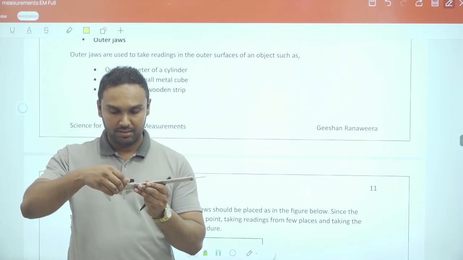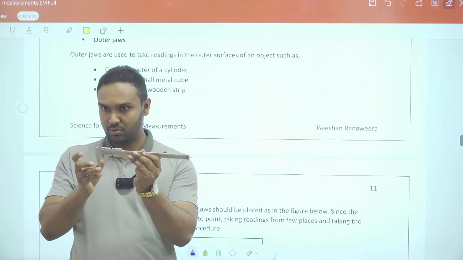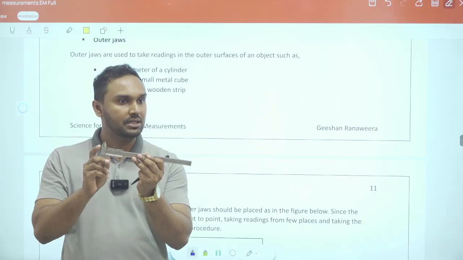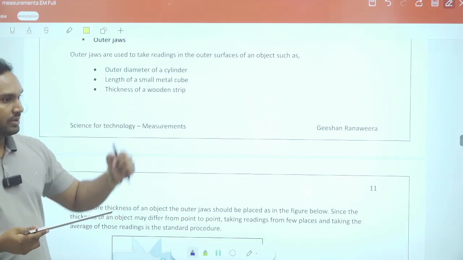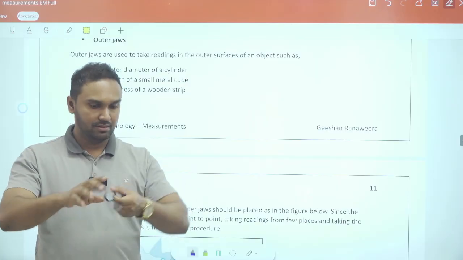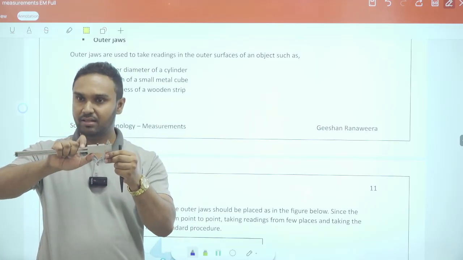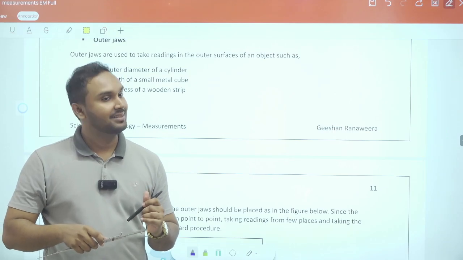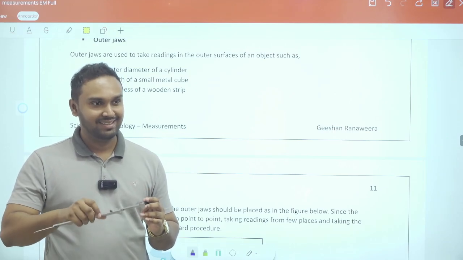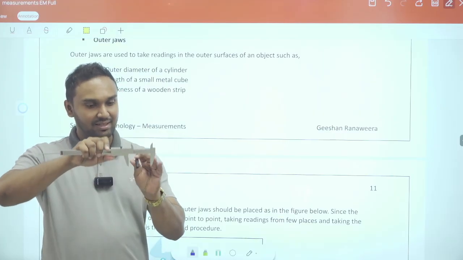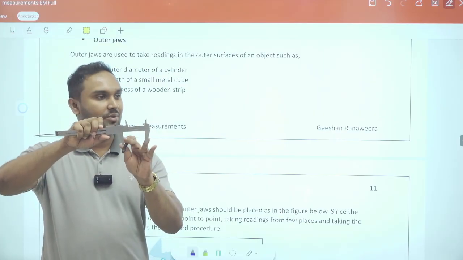Now these are outer jaws, right? Using these two outer jaws, you can measure what? Outer diameter of a cylinder. If you take a cylinder, I'll take something like this. This pen is one of a cylinder. You put it inside. Yeah, that's the depth probe, that's to measure the depth, right? So these are the outer jaws, right?